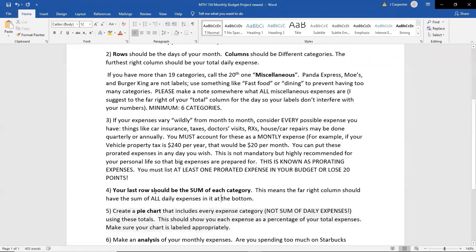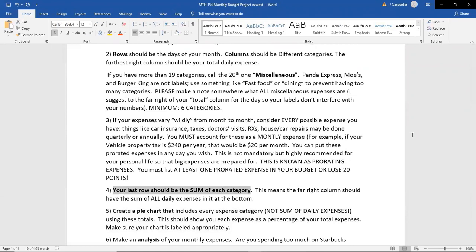So in other words, you will create your pie chart based off of the last row, which is the sum of each category. So your pie chart is only based off of a single row, the last row, and it's the sum of each category. So that way you'll have a slice for groceries, you'll have a slice for cell phone bill, you have a slice for rent, you'll have a slice for, again, however you're labeling your categories.